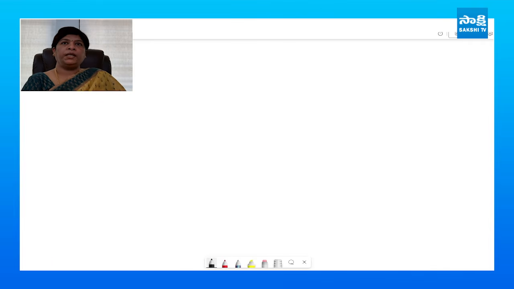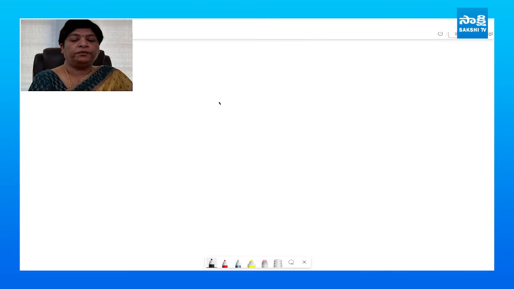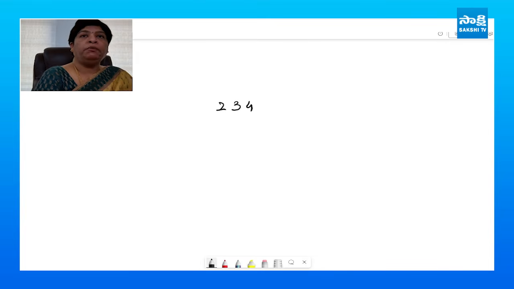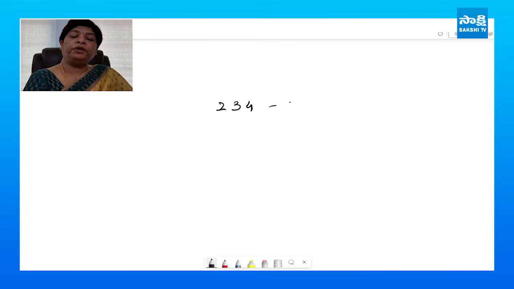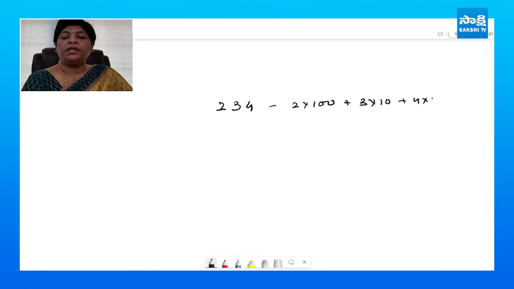Let's understand a Winklem number with an example. So 234 is a normal number. So what do I mean by a normal number? I have 2 hundreds, 3 tens, and 4 ones, making it 234. So when I say a Winklem number, I have a bar over it.